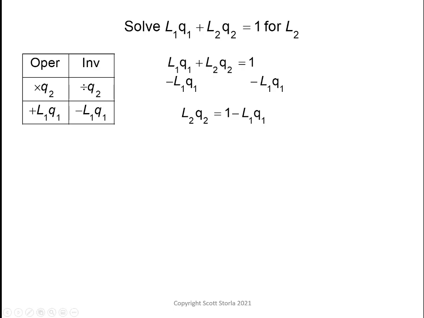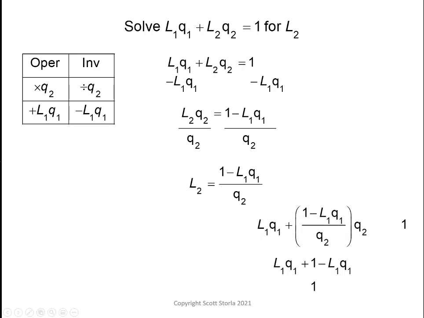I move up a row, I divide both by Q2. Here on the right, I can reduce to 1. Here on the left, I just have a quotient. I have now solved for L2. Here's my answer, and here's my check.